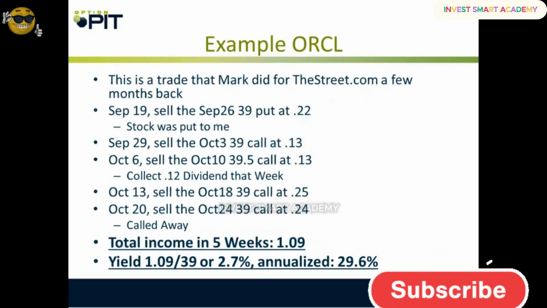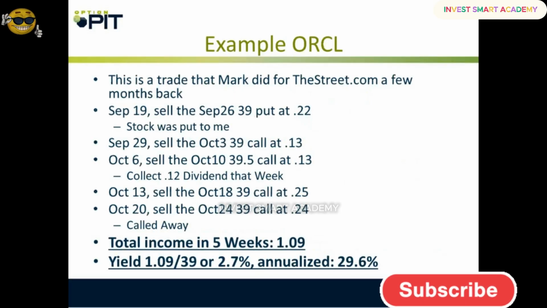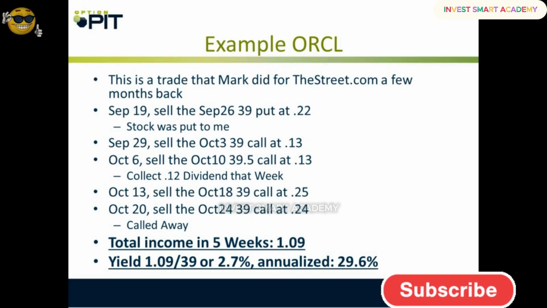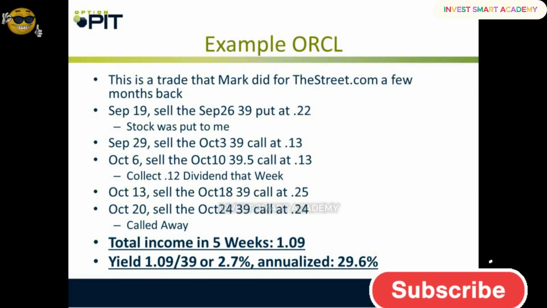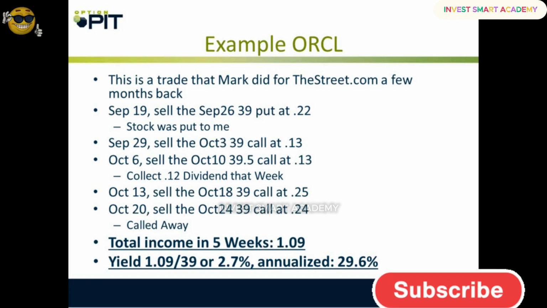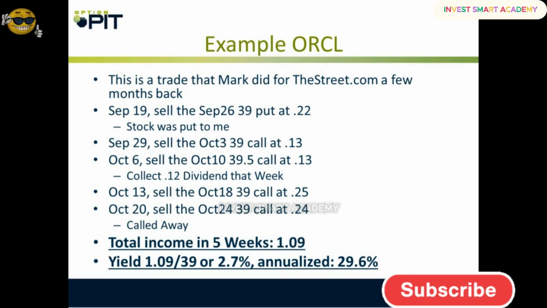So this is one that I did for the Street in Oracle, last year. Sell the 39 put, then I sell the October 39 call. I sell the 39 put, the stock got put to me. I sell the 39.5 call at 13, I collect the dividend. I sell the 39 call at a quarter, and I sell the 39 call at 24 cents. Gets called away. In 5 weeks, I made $1.09, tying up 39 bucks. It's a 30% annualized yield.